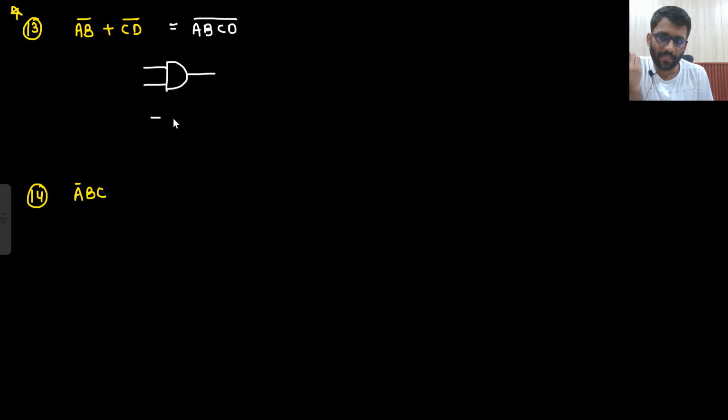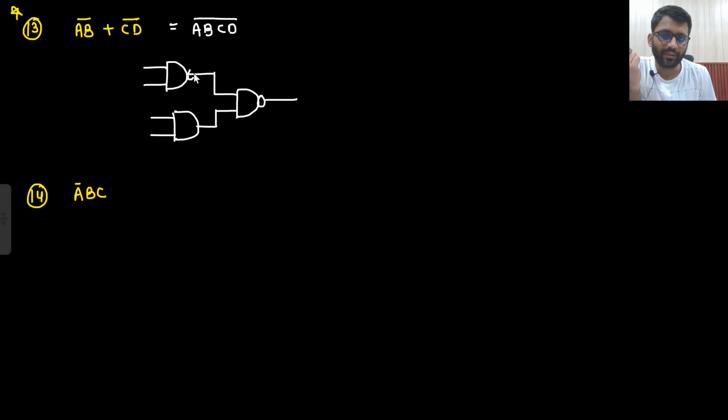More interesting examples will come. This one. What can you do about it? You can write it as ABCD bar, AB into CD bar, right? X bar plus Y bar is equal to X into Y bar. So ABCD bar. So AB, CD, and then multiplication and then bar.